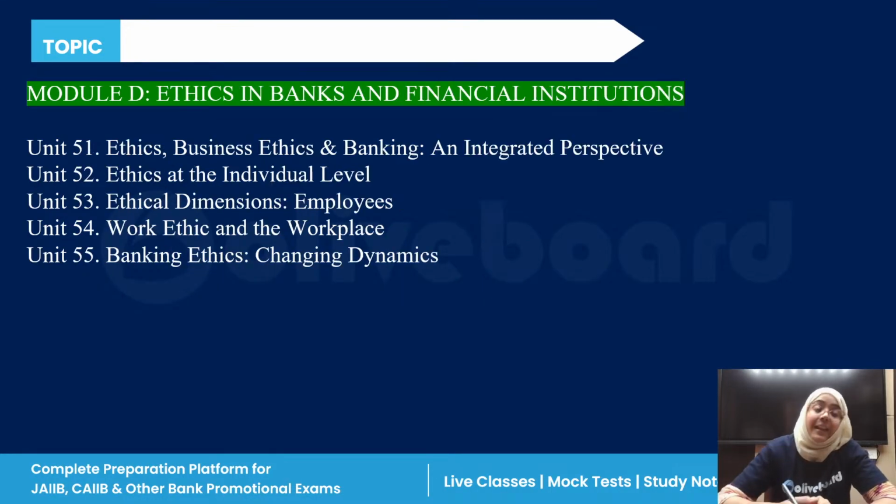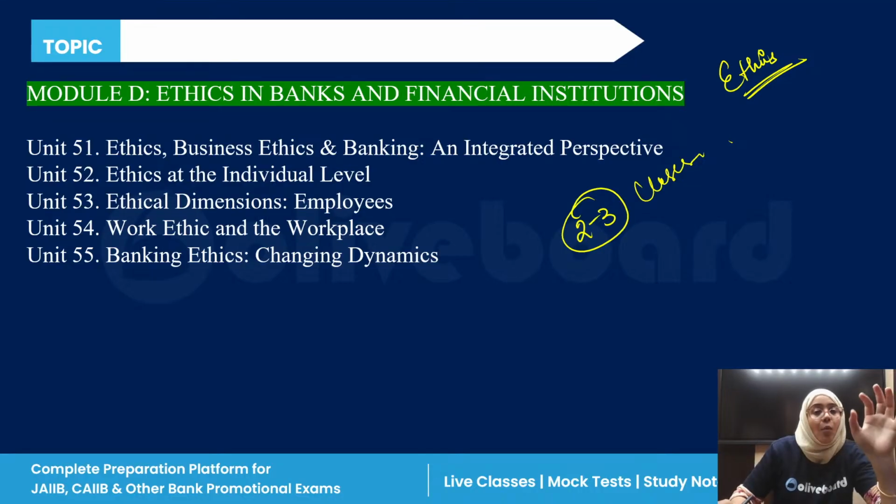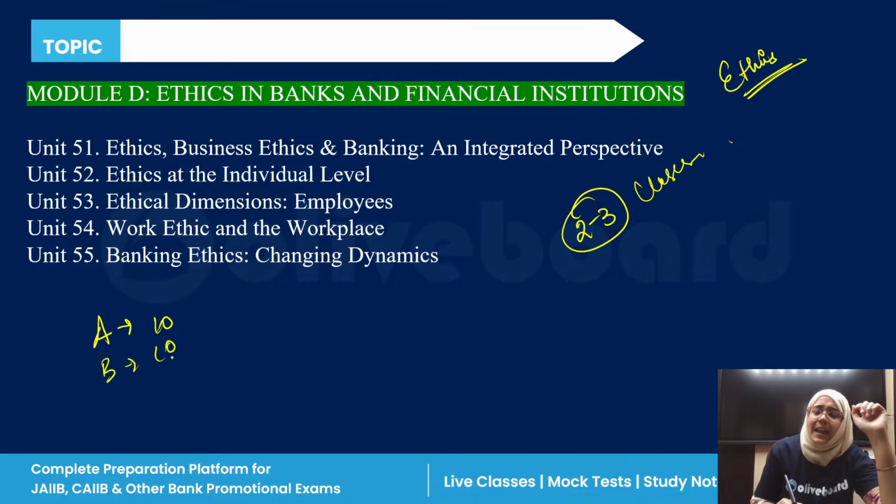Lastly, module D is all about ethics, everything based on ethics. Maximum 2 or 3 classes will be taken to complete the whole module D. Only 5 chapters are there. I think I will be completing the whole module D in either 2 classes or 3 classes, right? So module A, I am completing in 10 classes. B, again, I'm taking 10 classes. C, I think 5 to 6 classes are enough. And D, 2 to 3 classes, right?